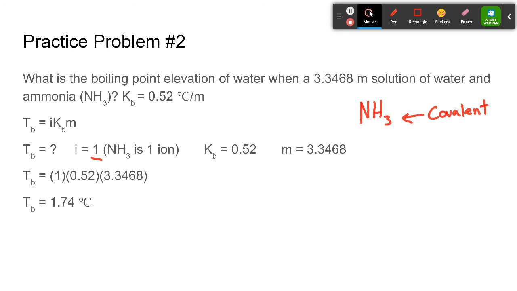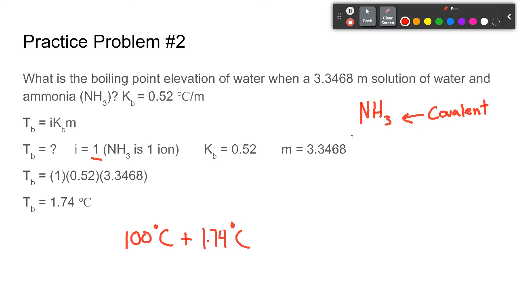If you wanted to work farther on this, we know that the boiling point of water is 100 degrees Celsius. It's just common knowledge. I didn't give that to you in the question anywhere. Our boiling point is changing. It's increasing by 1.74 degrees Celsius. So if I asked you what the new boiling point would be, you would do 100 plus 1.74, which would be 101.74 degrees Celsius.